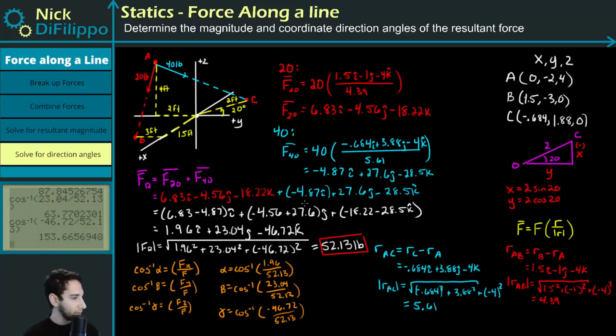So these values are going to be 87.8. It's going to be 63.8. And it's going to be 156.7. So these are my coordinate direction angles.